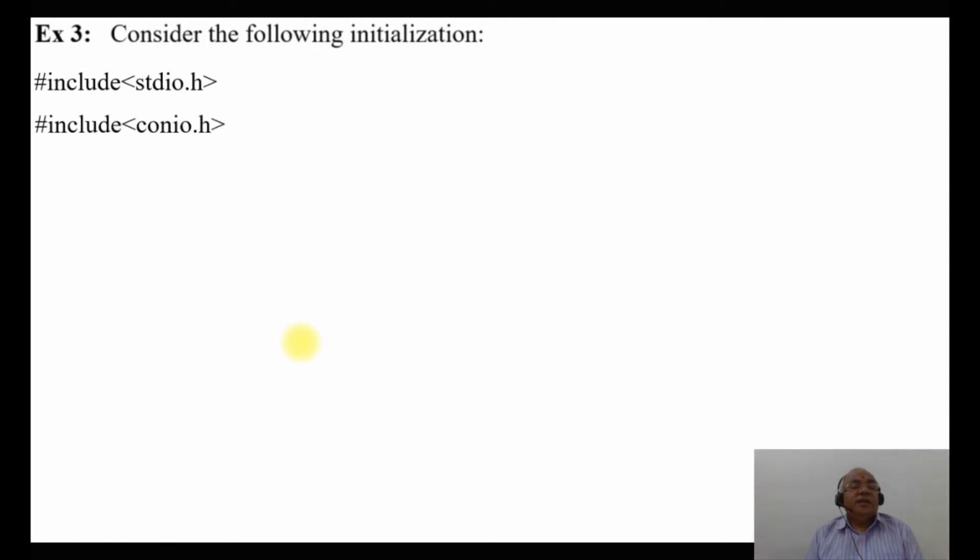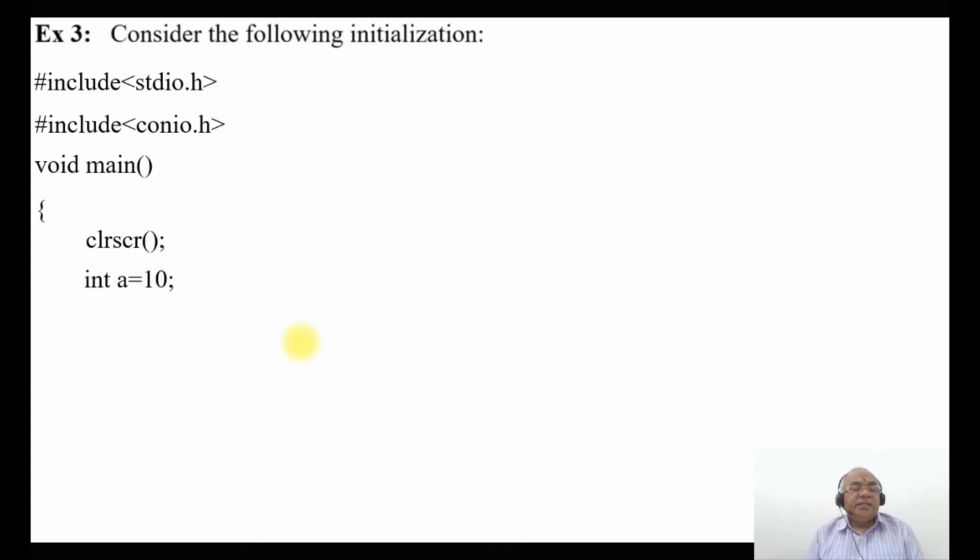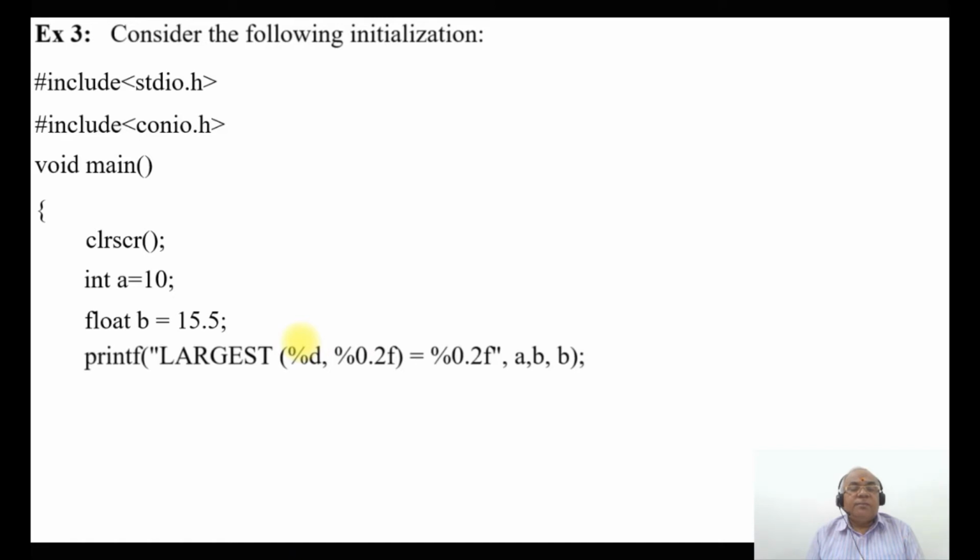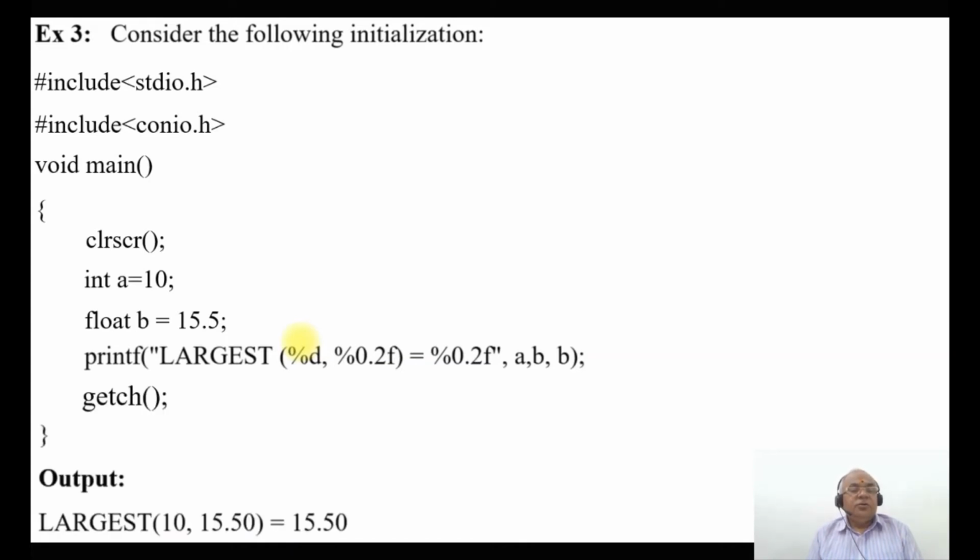Suppose you are considering the following initialization: include stdio.h, include conio.h, void main, clrscr, int a is equal to 10, float b is equal to 15.5, and printf the largest of these two numbers, which is %d, %0.2f, which will be equal to %0.2f within the quotes, and a comma b, that is the largest of the numbers. So getch function. So this will be the output. Largest of 10 and 15.5, which is the largest number. The largest number is 15.50.